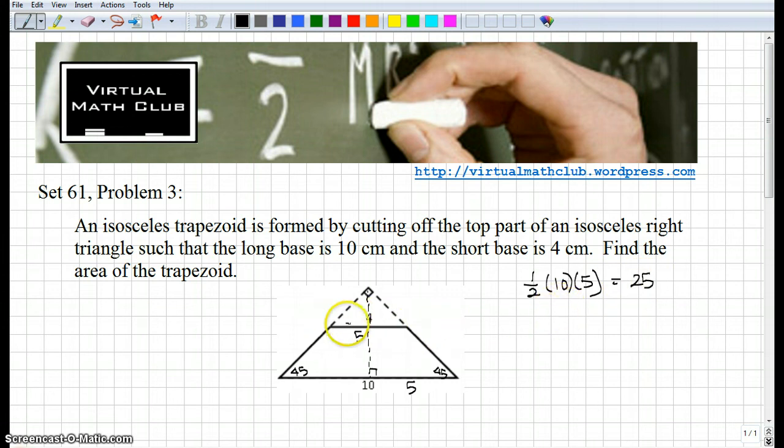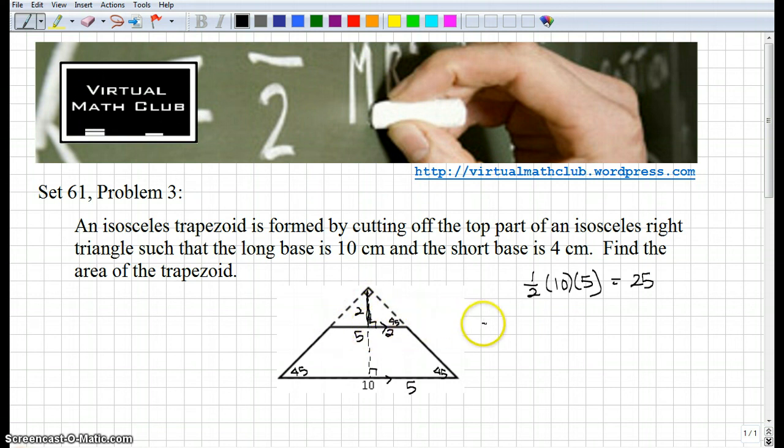Now we chopped this off, and a trapezoid has 2 parallel lines, so this is parallel with this. This is another isosceles right triangle, and we know that the short base is 4, so this part of it is 2. Looking at just this top triangle, the part that I took off, there's a right angle, the whole base is 4, so this is 2, and then this leg also has to be 2. This is 45 degrees. When we chop it in half, we get another isosceles right triangle with legs of 2 and 2. We have 2 of those actually.